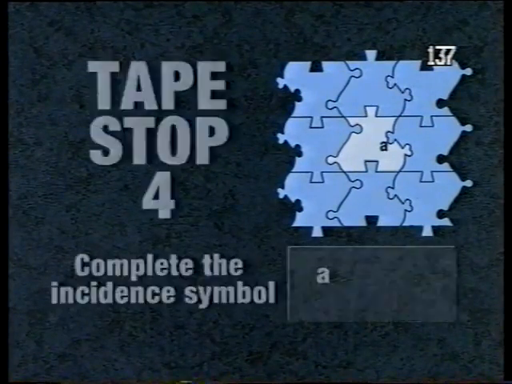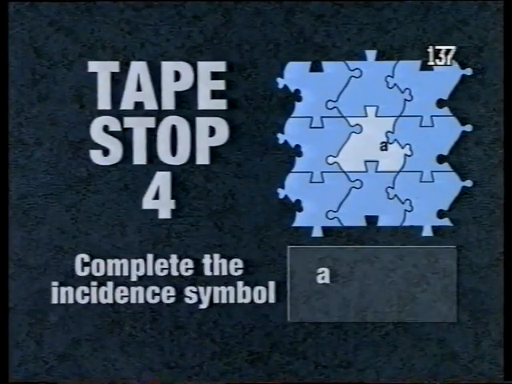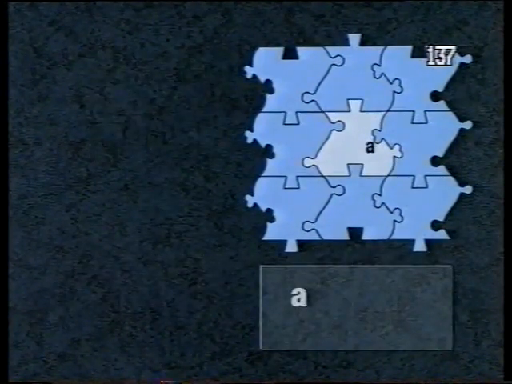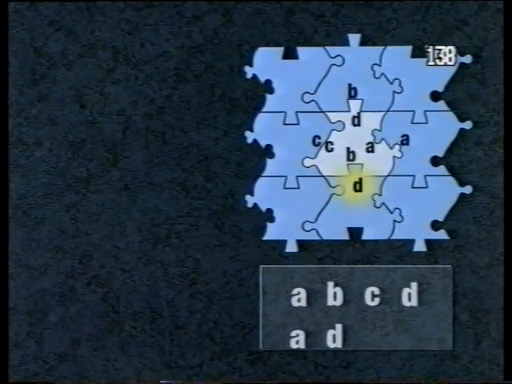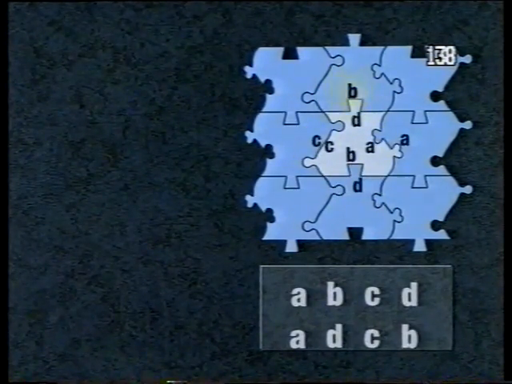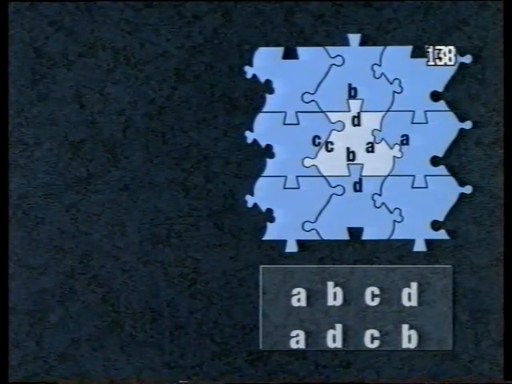So, what will the incidence symbol be this time? Well, first of all, you have to choose how to label the edges. Let's start with letter A on the right. The answer for the second row is A, D, C, B. So A and C are repeated in the same position as in the first row, but B and D are interchanged.